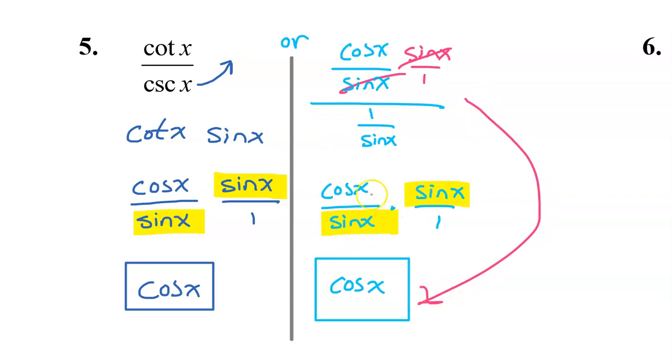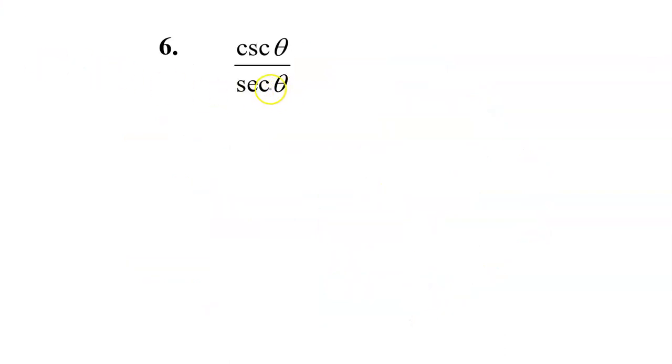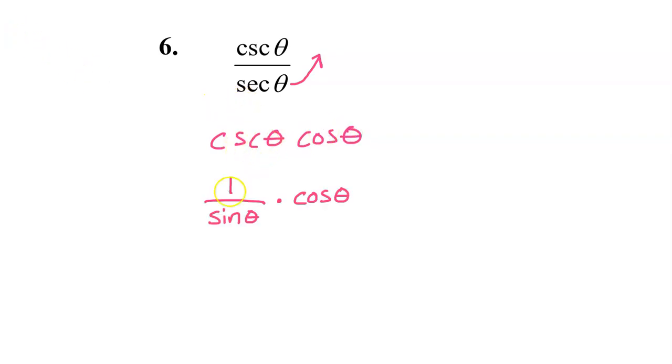That's no good. On number 6, again, when you move something from the denominator up to the numerator, you are actually taking the reciprocal of it, and the reciprocal of secant is cosine. So this expression is the same as cosecant theta cosine theta. That's the shortcut. Then cosecant theta is 1 over sine theta, so now we have this.